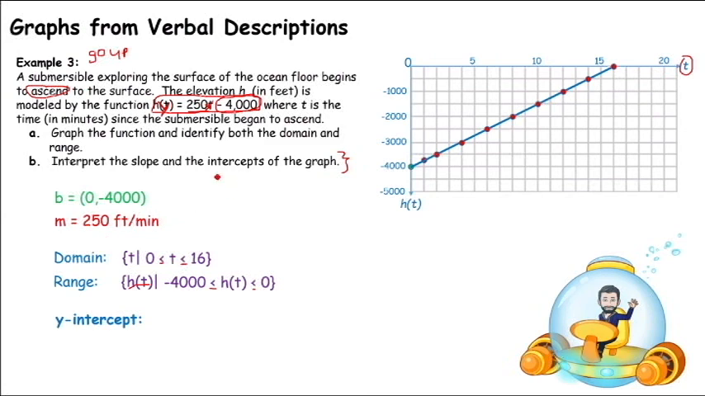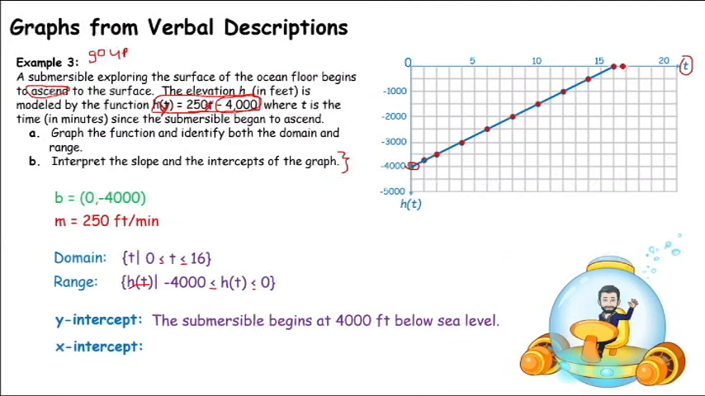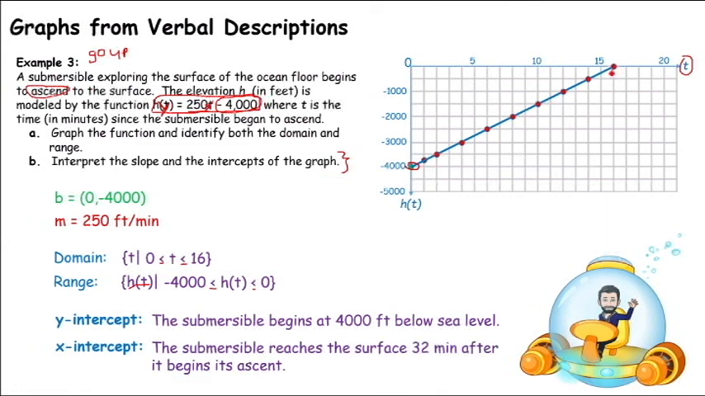We're asked to interpret the intercepts. The y-intercept, where I'm at here, tells me where I began. I began at 4,000 feet below sea level. My x-intercept up here tells me when I reach 0 feet, or how many seconds it takes for me to reach the surface. Notice this says 32 minutes. Again, this is riddled with typos. We surfaced after 16 seconds, or sorry, 16 minutes.